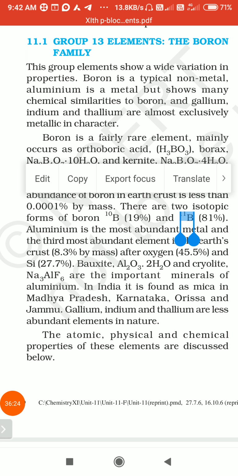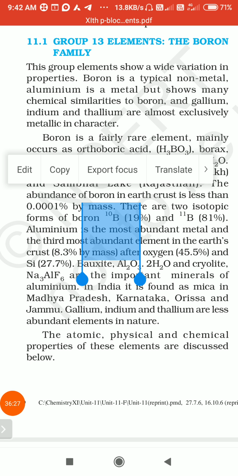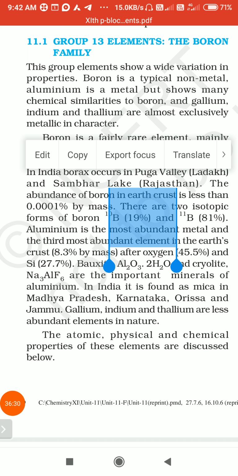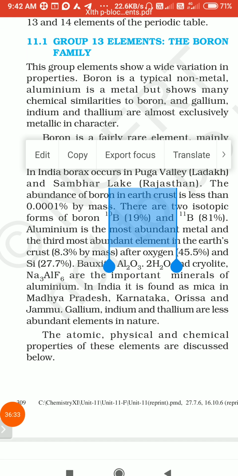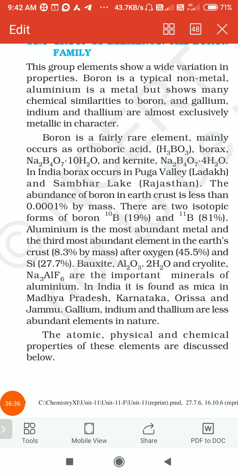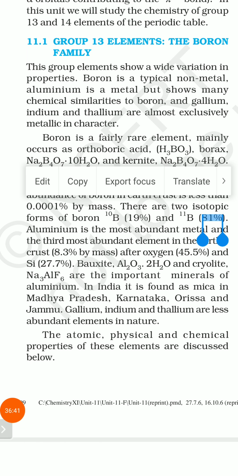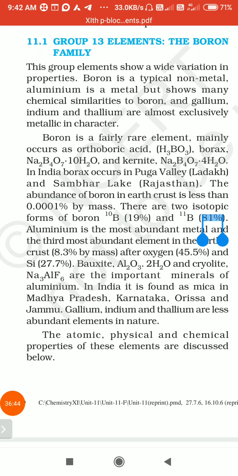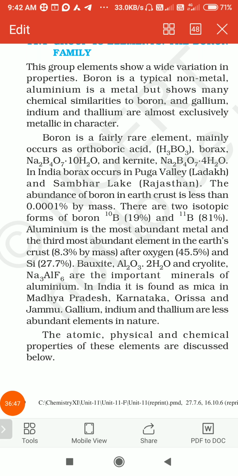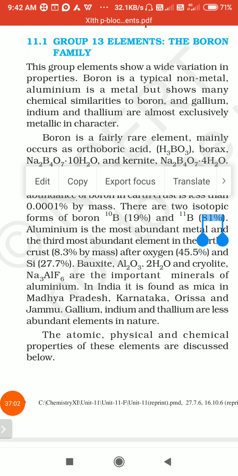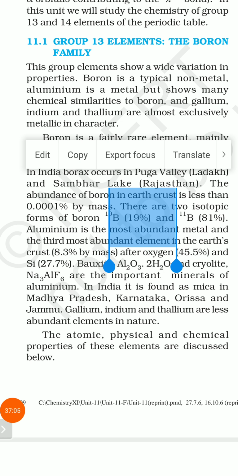In that, the B10 isotope, how much percentage do you extract? 19 percentage. And boron 11, how much percentage? 81 percentage. This is all percentage composition. Boron has two isotopes, boron 10 and boron 11. Which is available in larger quantity? Boron 11, 81 percentage, and boron 10 is only 19 percentage.